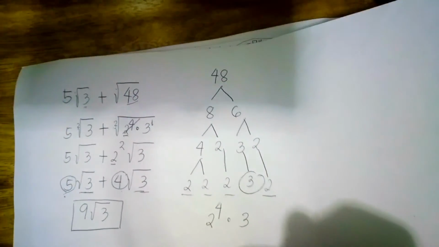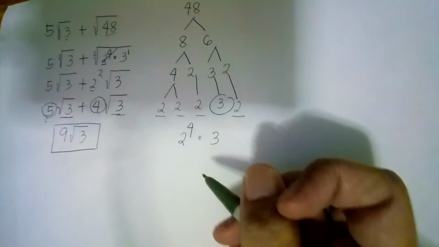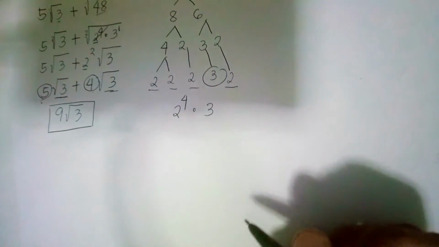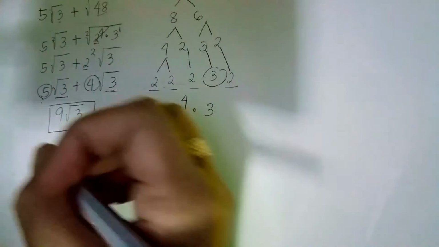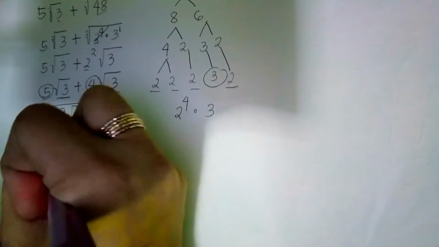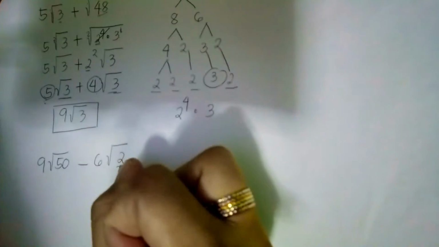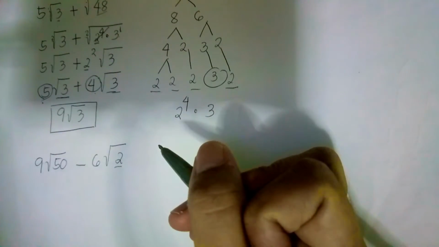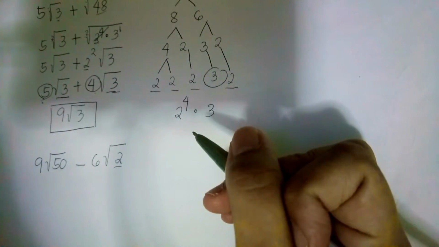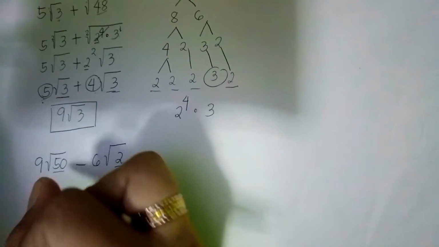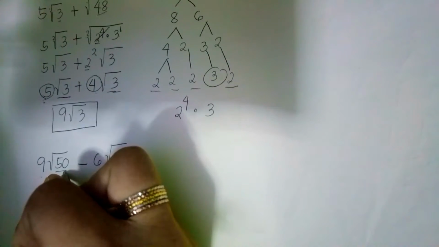So let's go to another example. I still have space for my other example. We'll have 9 square root of 50 minus 6 square root of 2. In this case, 2 is already prime, so you cannot simplify 6 square root of 2 further, but we can still simplify 9 square root of 50.